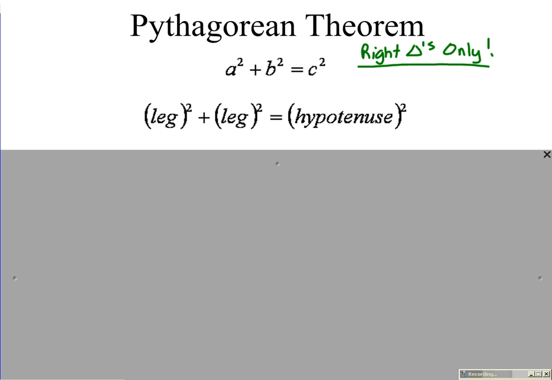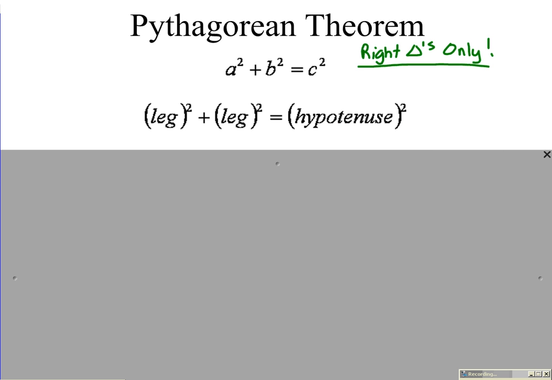So instead of thinking a squared plus b squared equals c squared, I like to think of the Pythagorean Theorem as being leg squared plus leg squared equals hypotenuse squared. Now that tells me, first of all, when you see hypotenuse, you know that we have to be talking about a right triangle, because a right triangle is the only type of triangle that has a hypotenuse. And also it tells you very specifically what a, b, and c represent.